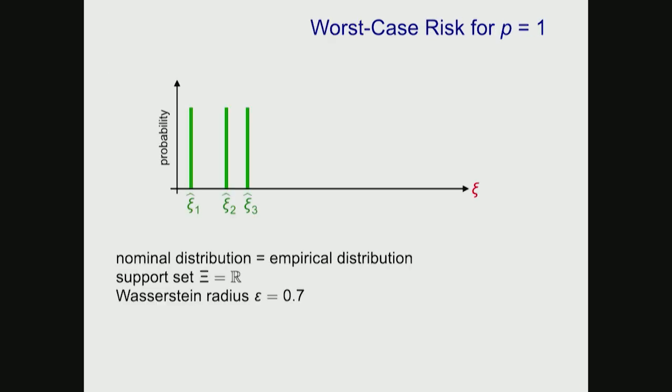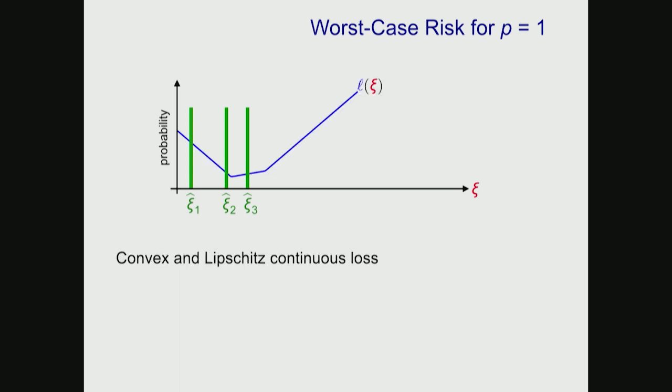So to give you some more insights into this result, let's look at an example. Let's assume again that xi is a univariate random variable without support constraints, and that the nominal distribution is the empirical distribution on 3 training samples. Let's again look at the type 1 Wasserstein Ball of radius 0.7. Let's also assume that the loss function is convex and piecewise linear, like as shown here. And let's now try to solve the worst case risk evaluation problem.